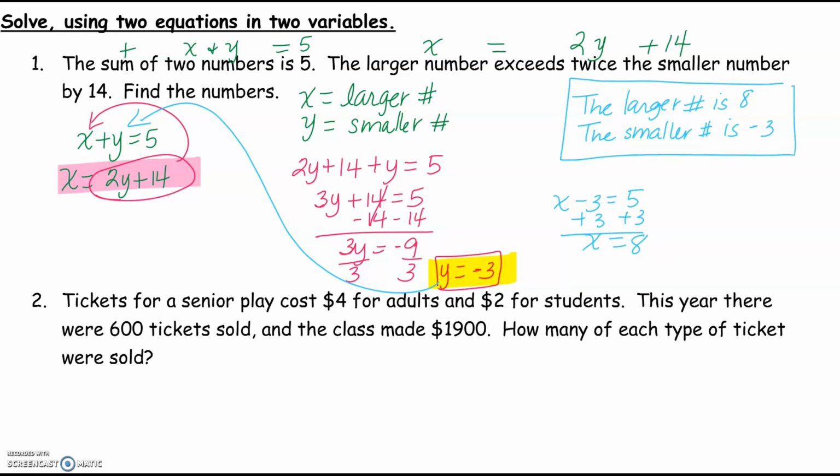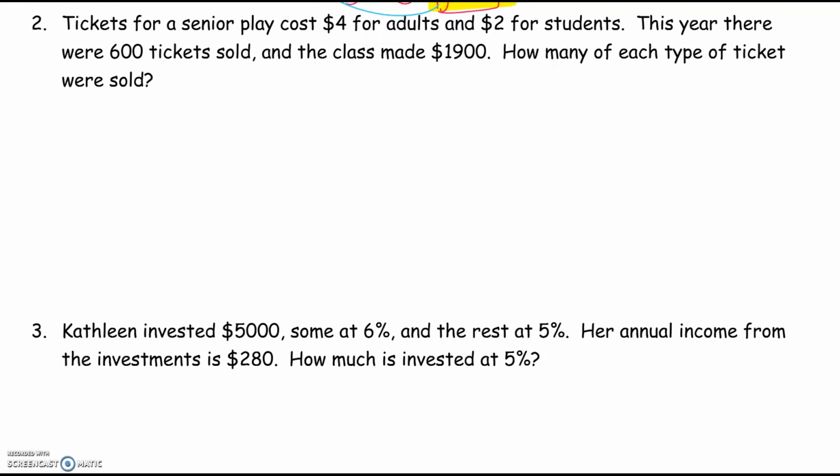Okay, let's try the next one. Tickets for a senior play cost $4 for adults and $2 for students. This year there were 600 tickets sold and the class made $1,900. How many of each type ticket was sold? Again, you can choose whatever variable you want. I'm going to let x equal the senior price.